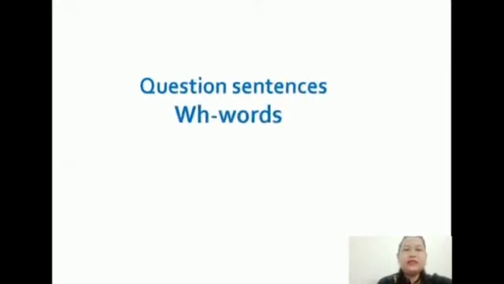Now, if I ask you questions like who is Sam, where do we go every evening? Children, do you know how do we respond to WH questions? Yes, we will be learning that, but before that, we should know how do we form WH questions. Always remember that question sentences start with special words called WH words and always end with a question mark.